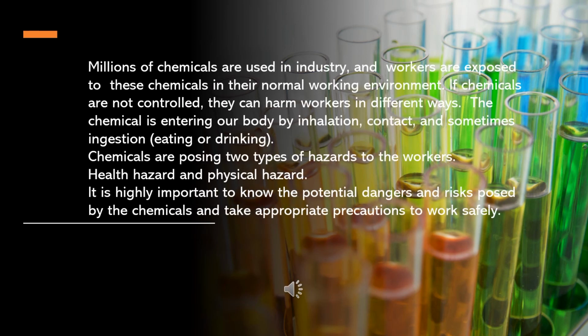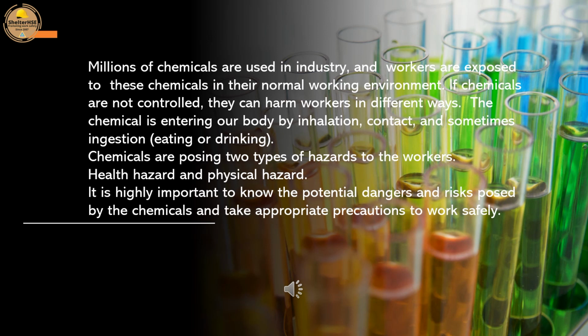Millions of chemicals are used in industry, and workers are exposed to these chemicals in their normal working environment. If chemicals are not controlled, they can harm workers in different ways. The chemical enters our body by inhalation, contact, and sometimes ingestion, eating or drinking. Chemicals pose two types of hazards to workers: health hazard and physical hazard.